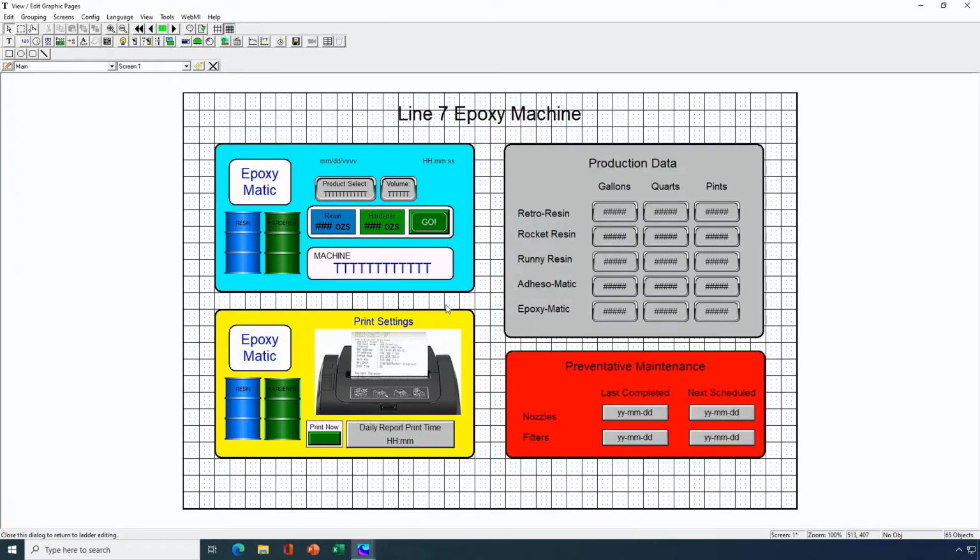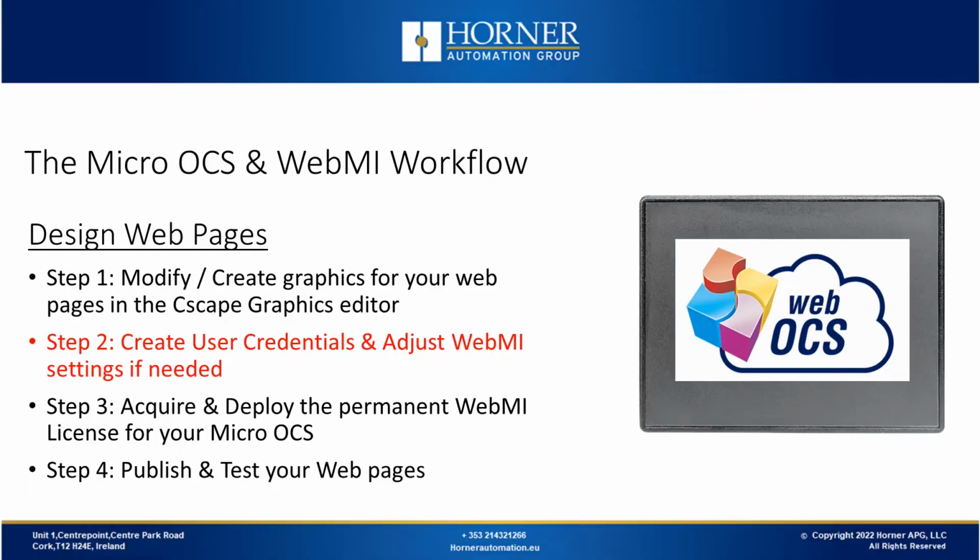I got rid of my jump buttons because I no longer need them, since I'm keeping everything on the one web page. Whenever you create a web project with multiple web pages, you use jump buttons to jump between the web pages. I've also set up some production data information and some preventative maintenance information here as well. This is all pulling data out of the same micro OCS that's running the epoxy machine. This data is targeted for my production control, while this data is targeted for my preventative maintenance department. So let's go back to our workflow.